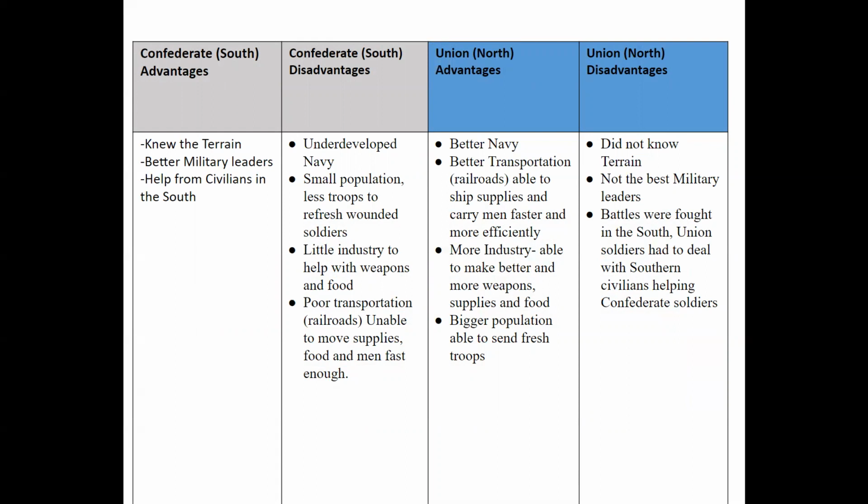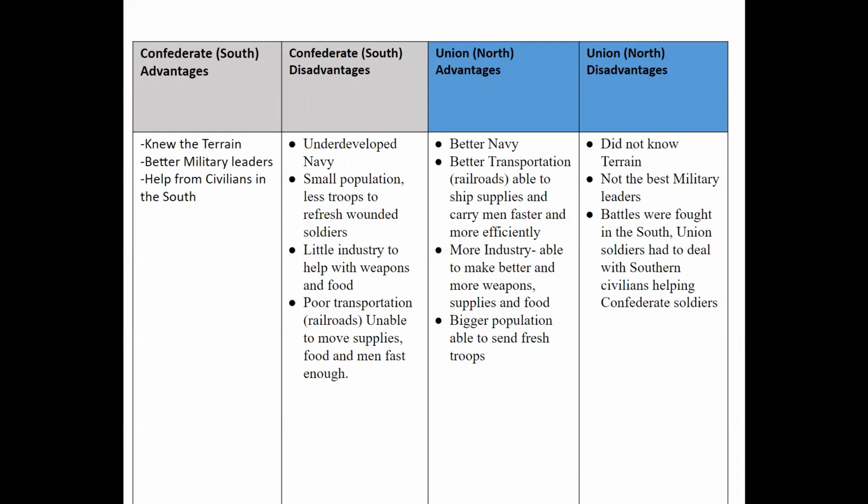And the North, on the other hand, also had a bigger population because of highly dense cities, and they were able to refresh troops as men started to get very sick or were casualties of war. So the North was able to ship men down really fast with railroads and other forms of transportation. The Union did have disadvantages.